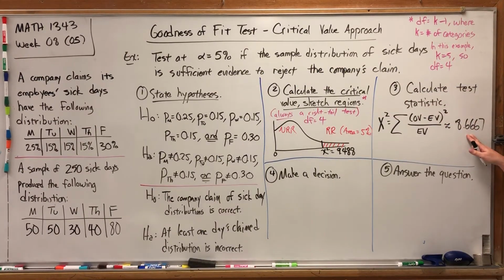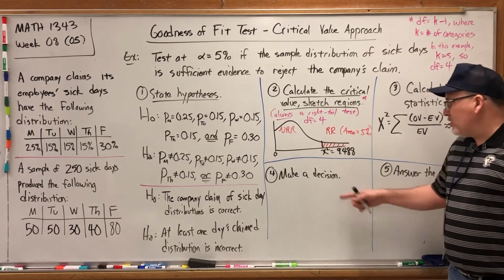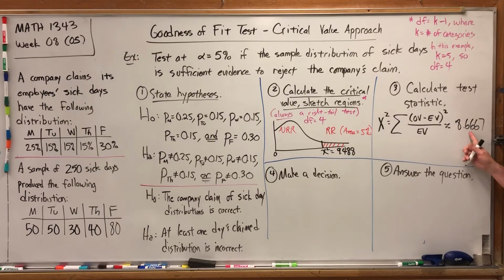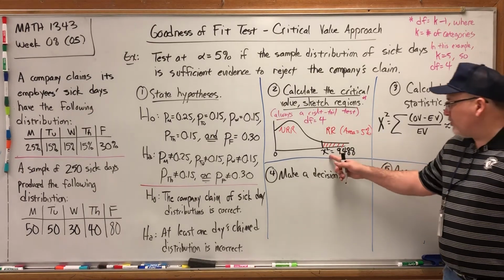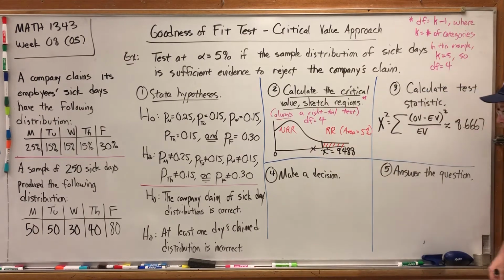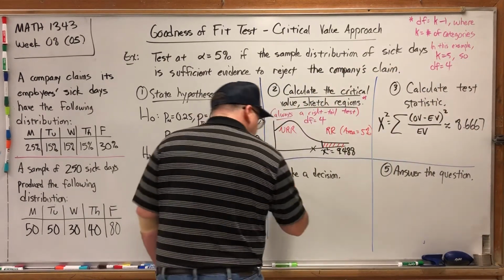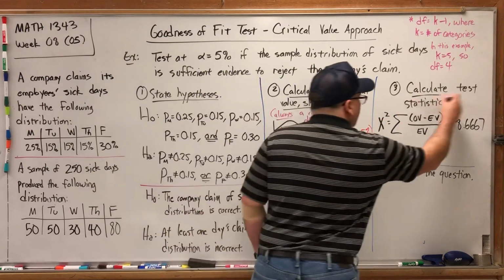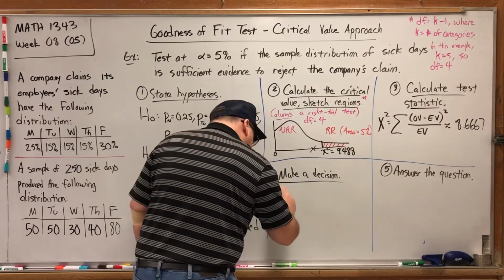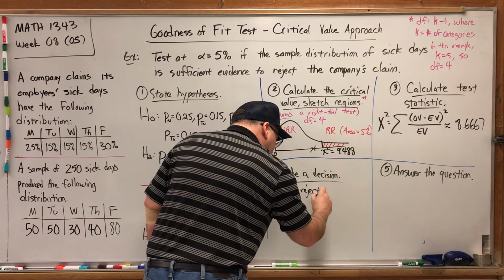It's 8.6667. And in the standard critical value approach, we make our decision by locating our test statistic relative to our critical value, and it falls just a little bit to the left of it. So it was a large test statistic, but not too large. So it lands in the non-rejection region, and therefore our decision is do not reject the null hypothesis.